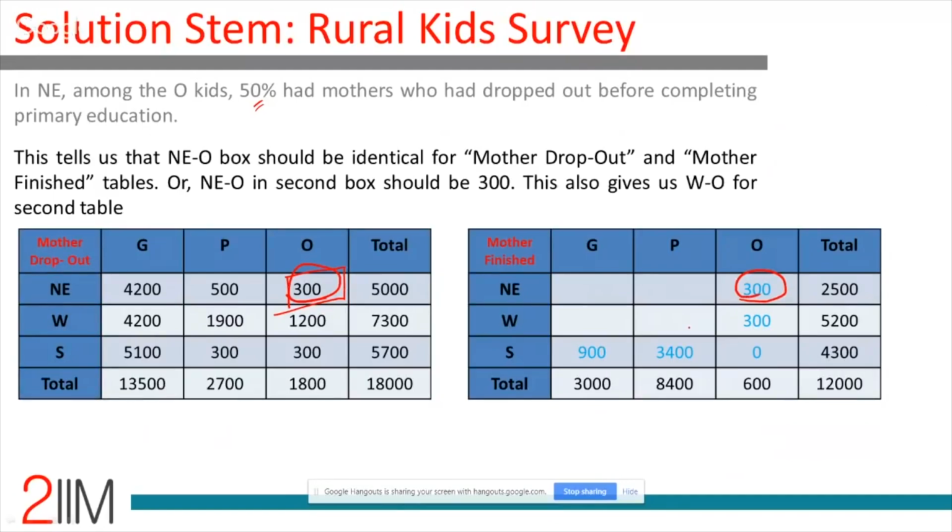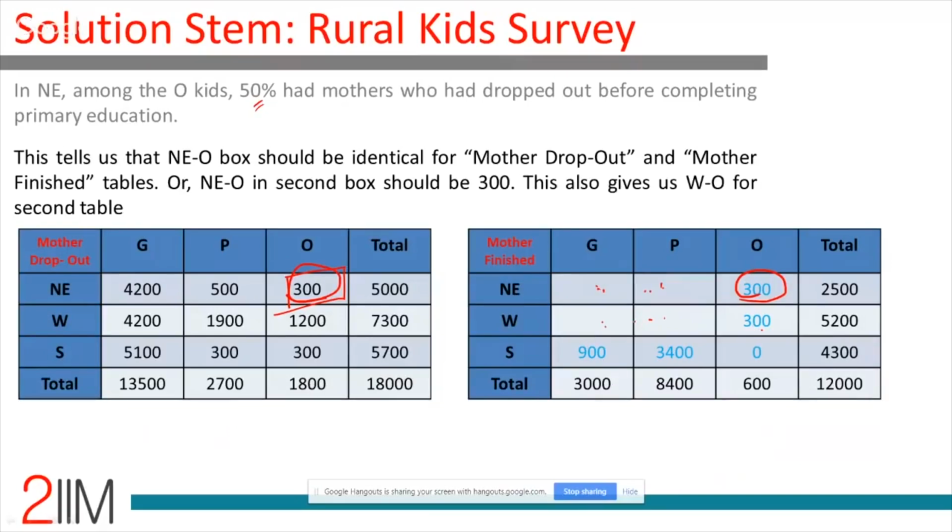50% had mothers who had dropped out. That means the remaining 50% had mothers who had completed their course. So this number should be 300. This overall is 600. There's a 300 here. There should be a 300 here. Now we know if you get any one of these remaining 4 cells, you're through. You get this, you can get this. Out of the 4 cells, you crack one piece of the puzzle. You've got the whole grid complete.